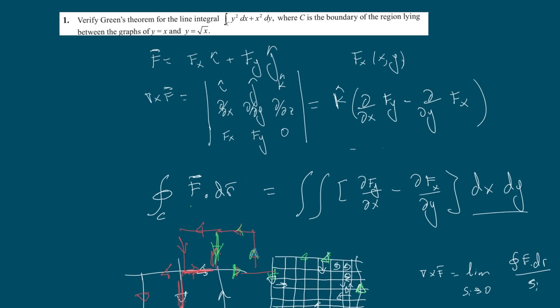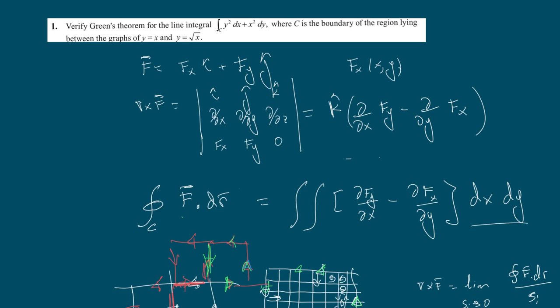The problem says to verify, it doesn't say to prove. It says to verify Green's theorem in the case of a vector field where f of x is y squared, f of y is x squared. And it says the curve C lies between the graph y equals x and y equals square root of x. So let's erase everything here and we start.